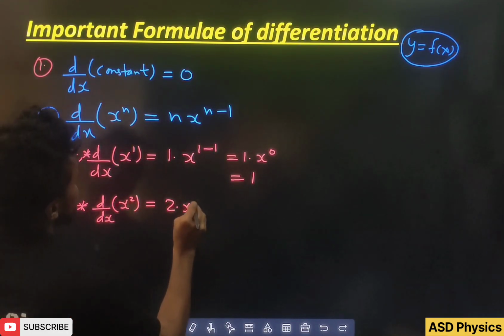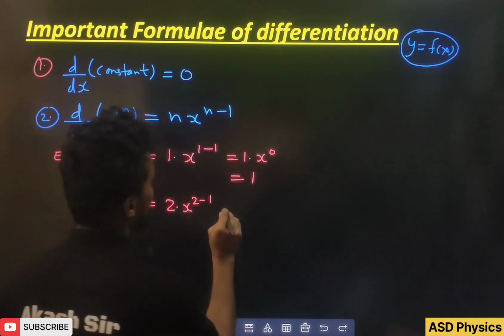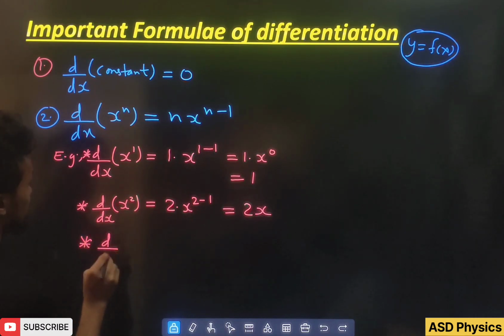So what will this become here? Like this, right? The value of n is 2, and I have used this formula. What will this come to here? It will become 2x. One more, because this formula is very, very important in our physics. That's why we are doing this here.